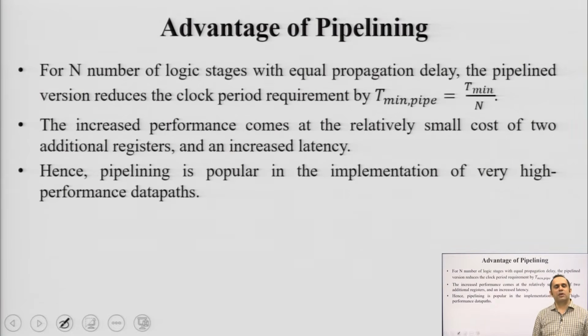Okay. Here I have shown you an example of 3 logic stages. If you have n number of logic stages with equal propagation delay, okay, we assume that all the n stages have equal propagation delay, the pipelined version reduces the clock period requirement by a factor of n, where n is the number of logic stages. This increased performance comes at a cost of some additional registers. Okay. Here we have introduced 2 extra registers, one after each stage. Okay.